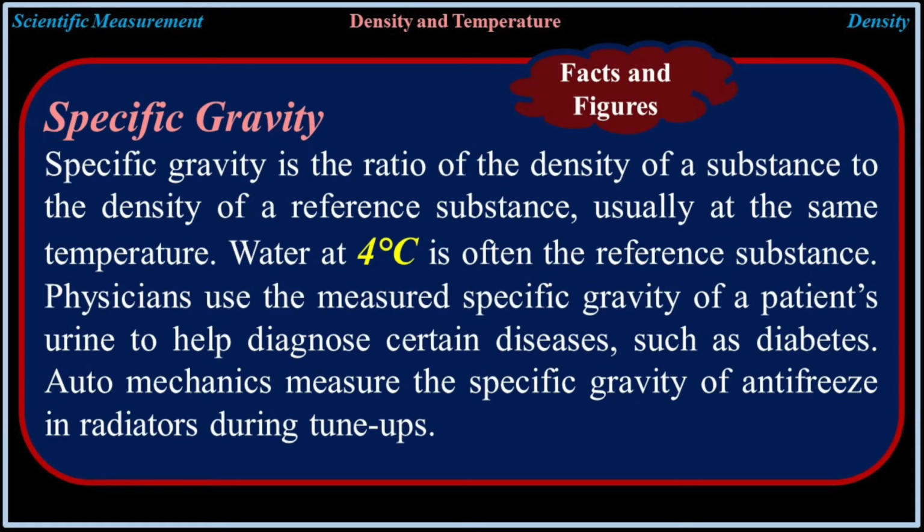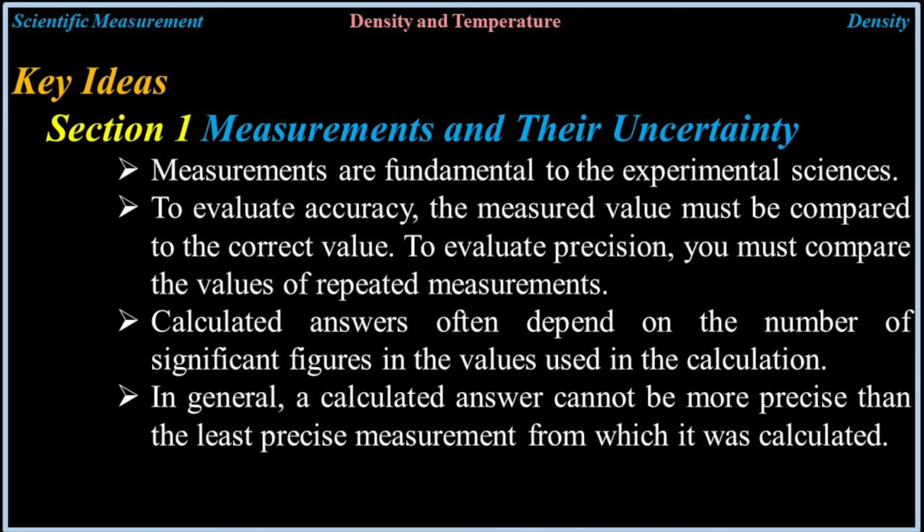Specific gravity. Specific gravity is the ratio of the density of a substance to the density of a reference substance, usually at the same temperature. Water at 4 degrees is often the reference substance. Physicians use the measured specific gravity of a patient's urine to help diagnose certain diseases such as diabetes. Auto mechanics measure the specific gravity of antifreeze in radiators during tune-ups.